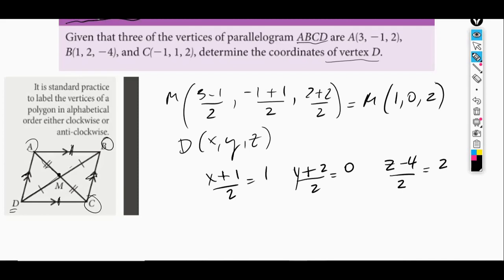So solving for x, y, and z, we have that the coordinates of vertex D, I should say, would be 1, right? Because 1 plus 1 is 2, and 2 divided by 2 is 1. Negative 2, because negative 2 plus 2 is 0, divided by 2 is 0. And then finally, z would have to be 8, because 8 minus 4 is 4, and 4 divided by 2 is 2. So this would be the answer. These would be the coordinates of vertex D.